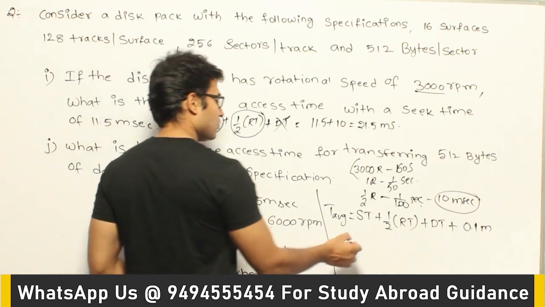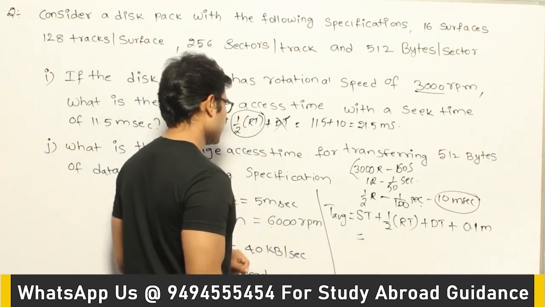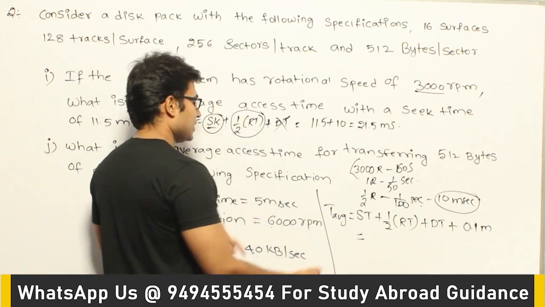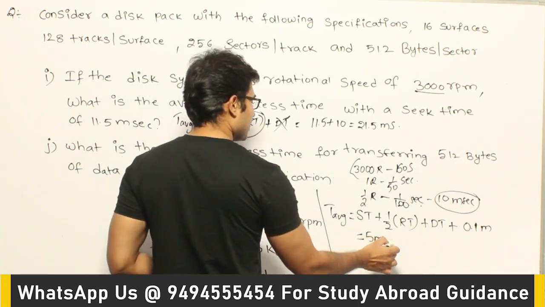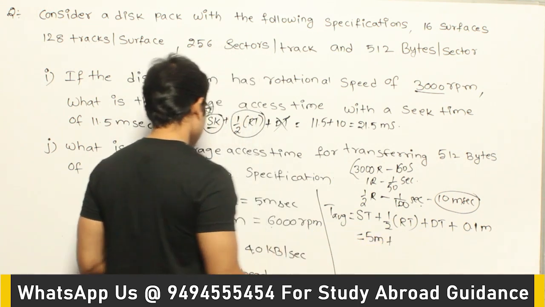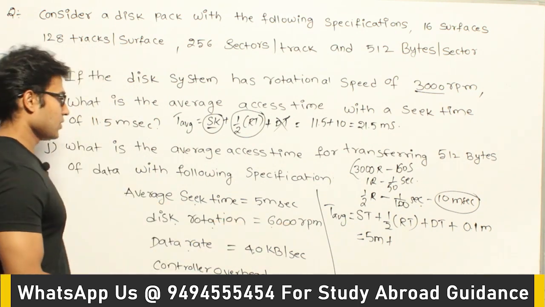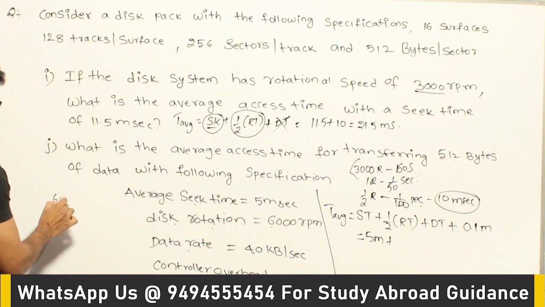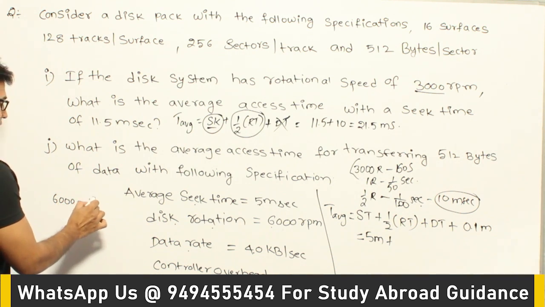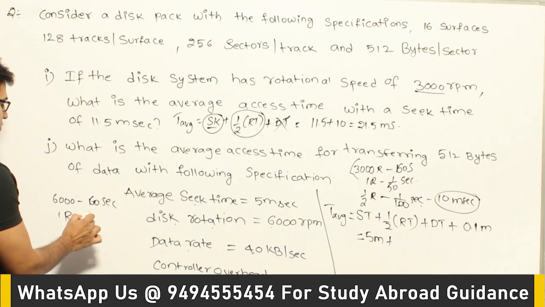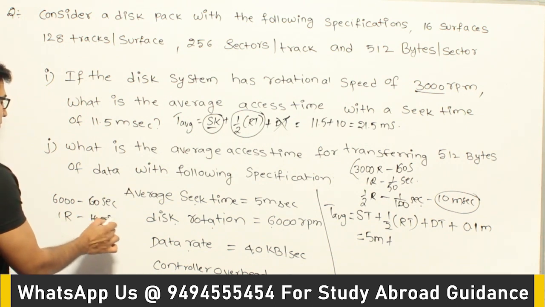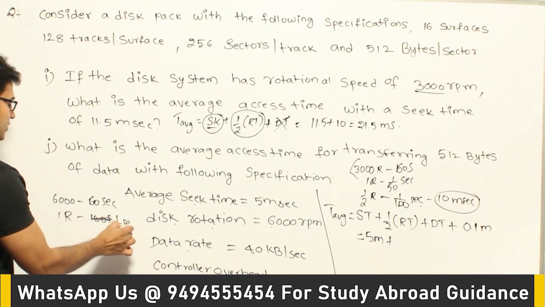Now what are the things that we know and what are the things that we don't know? Seek time is given as 5 milliseconds, that we know, plus we have to find out the rotation delay. Now 6000 rotations take 1 minute, which means 60 seconds. Then one rotation is going to take 1 by 100 seconds.